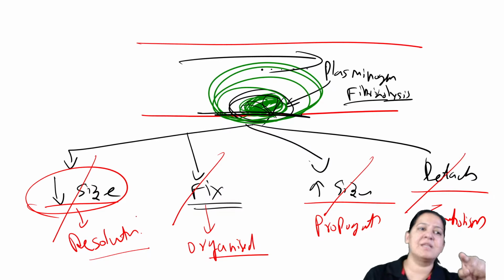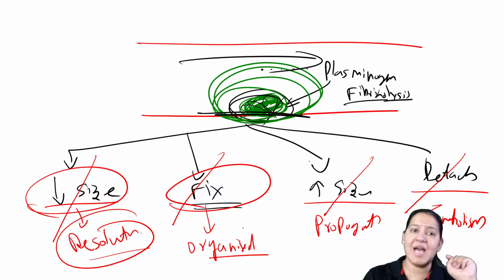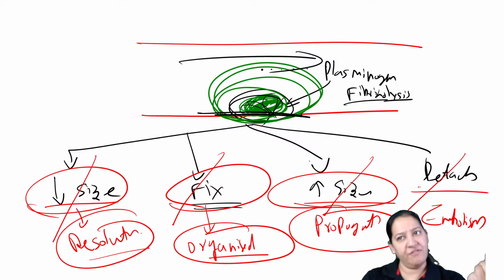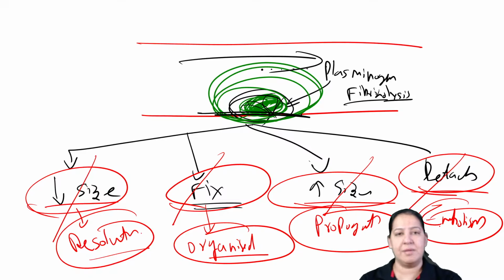If it decreases in size, it is known as resolution. If it fixes in size, it is known as organization. If it increases in size, it is known as propagation. And if it detaches from its point, it is known as embolism. Give me a thumbs up.